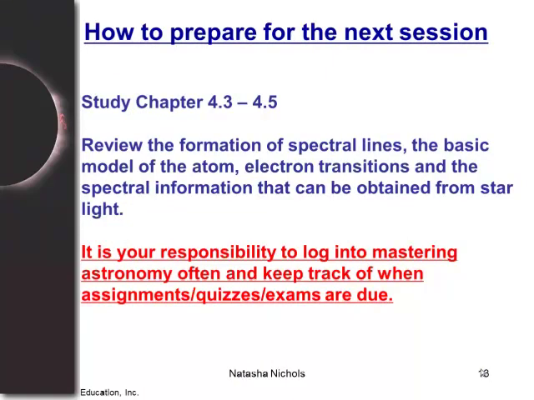Review the formation of spectral lines, the basic model of the atom, electron transitions, and the spectral information that can be obtained from starlight. Chapter 4 concludes our introductory chapters. Once you study Chapter 1 through 4 carefully and you understand what's taking place, the chapters that come after this will make a lot of sense, because we're going to use all this information we learned right here on the basics to explain stellar evolution and cosmology.